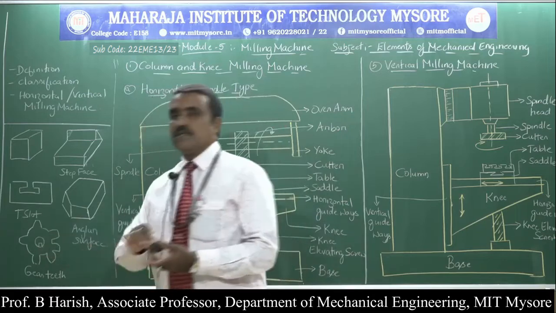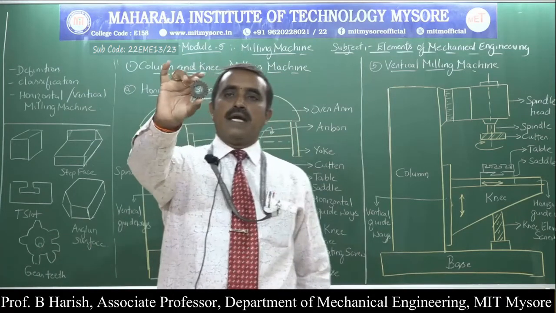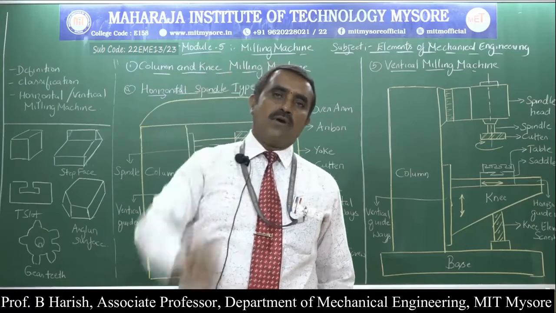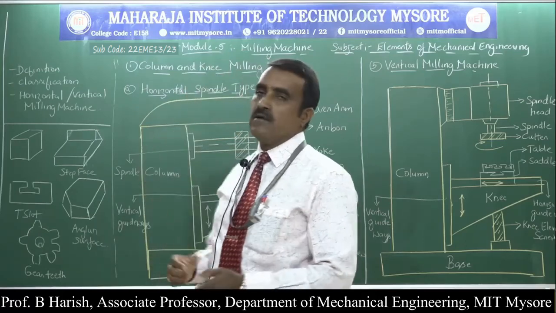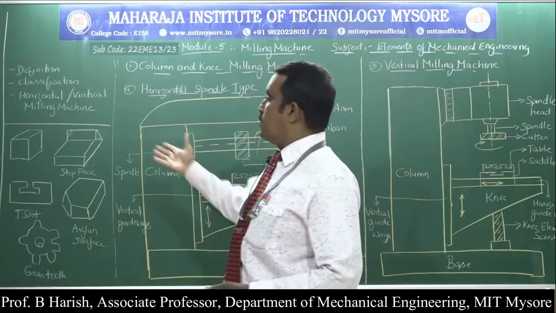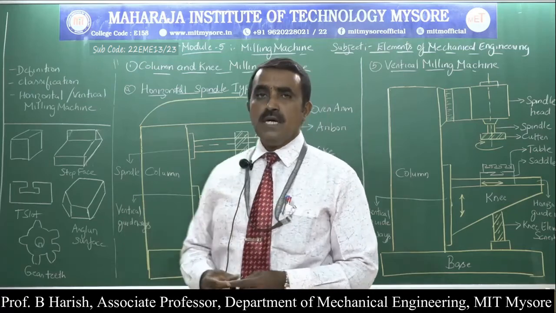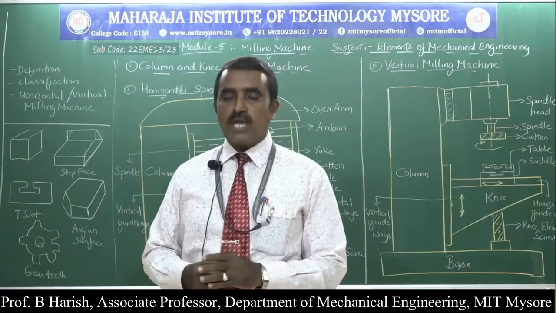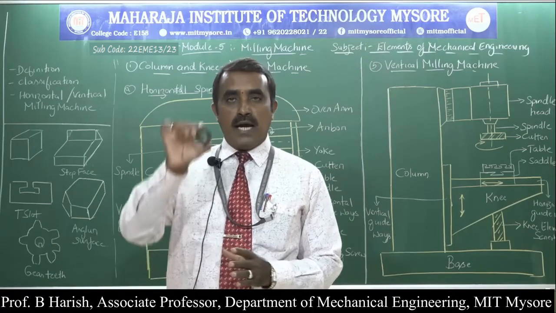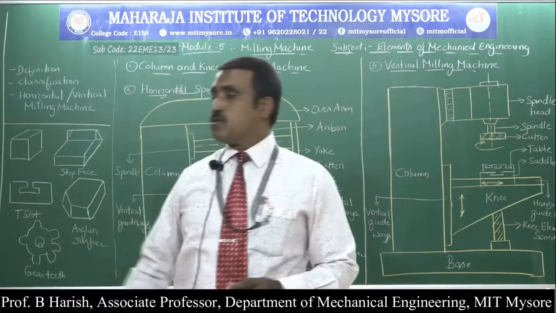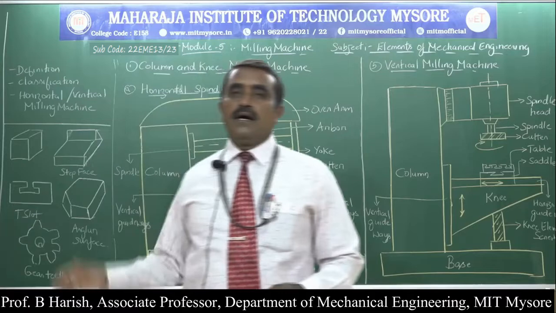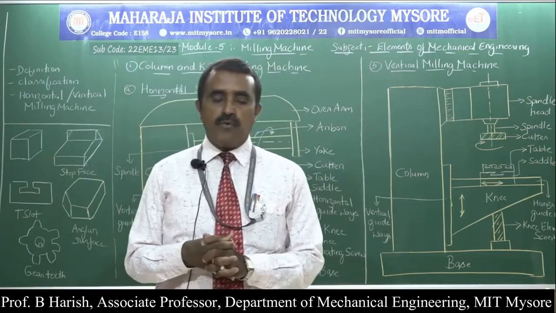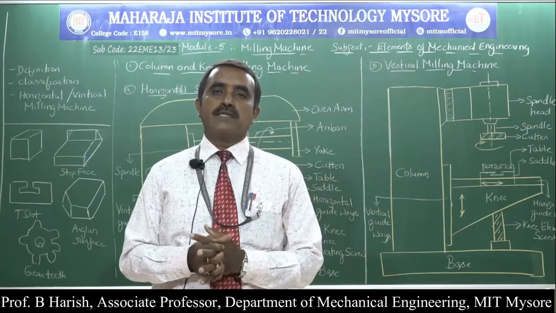And then this is the gear teeth. When you want to cut teeth on a gear, we go for a milling machine. So these are the different operations that can be performed on a milling machine. Once we know what a milling machine is, the cutting tool used in it and the different operations that can be performed, we'll move to the classification of milling machines.